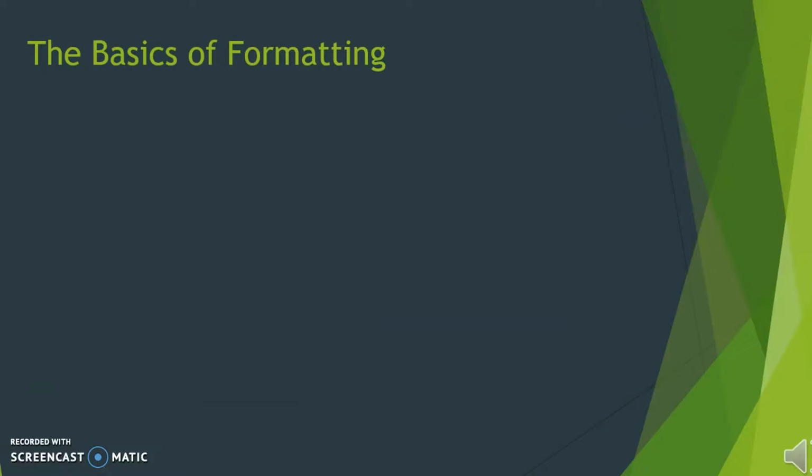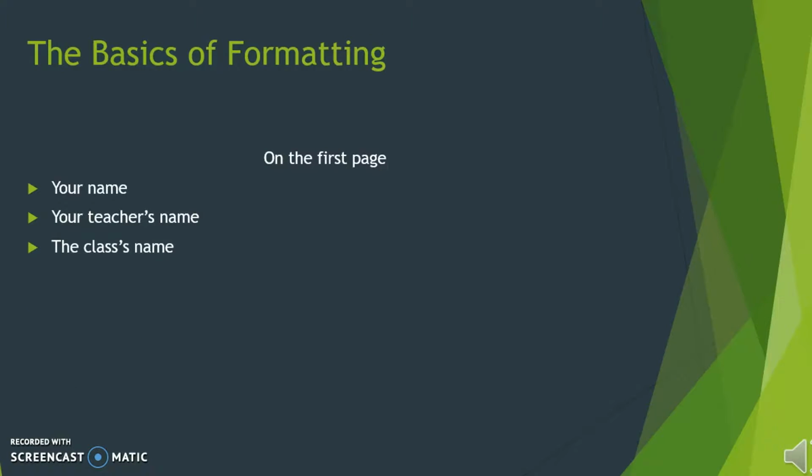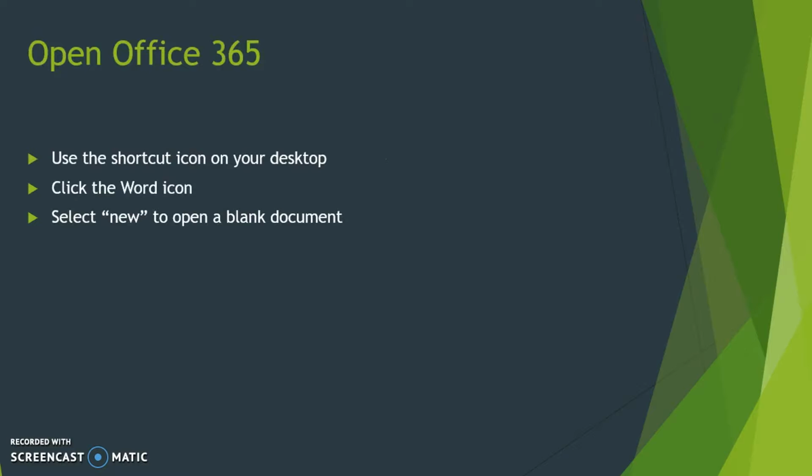So now we're going to take a look at the basics of formatting, primarily just how you label your paper. On your first page, you'll have your name, your teacher's name, the class's name, and the date, and it will be in the day, month, year format, not the month, day, comma, year, but the day, month, year format. And we're going to take a look at that in just a second.